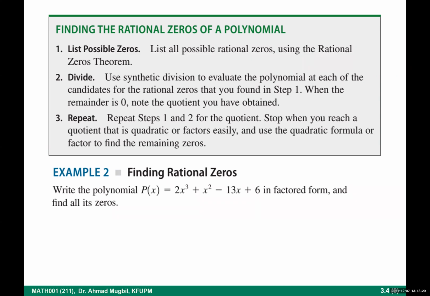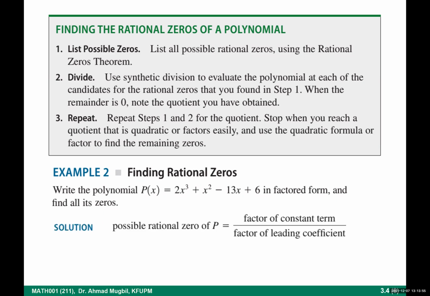What will you do? What do you need to start with? Yes. You need to list all the possible rational zeros. So what will you do? According to the rational zeros theorem, you will write down all the factors of 6 divided by all the factors of 2. So the possible rational zeros of P will be factors of the constant term over factors of the leading coefficient. They will be factors of 6 over factors of 2.